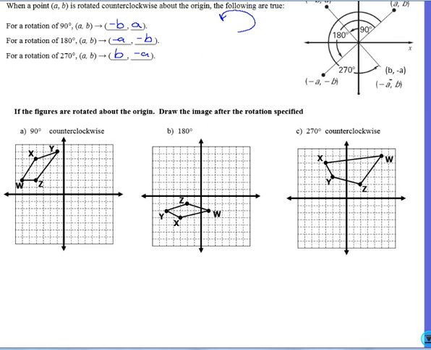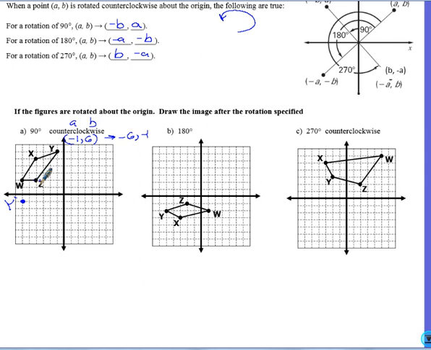From this point it's easier to look through the actual coordinate points. Point Y here is at (-1, 6). What does a 90 degree rotation do? I switch A and B and I negate B. So A is -1, B is 6. When I switch and negate B, that becomes (-6, -1). I'll go ahead and graph that: 1, 2, 3, 4, 5, 6, -1. This is where Y prime would occur.